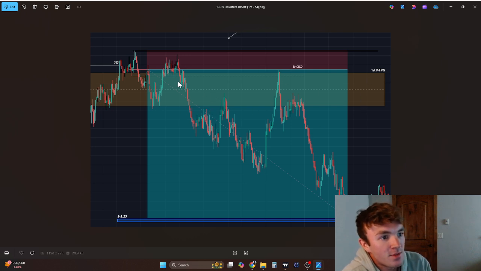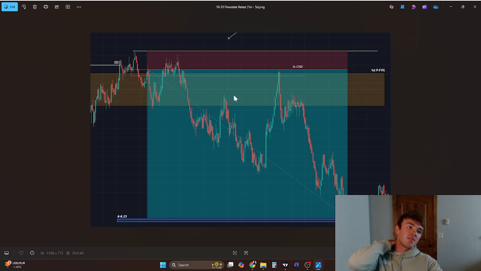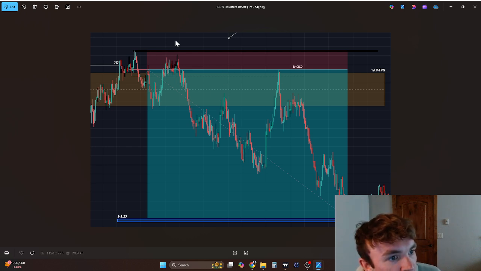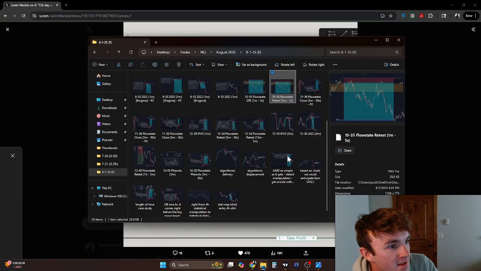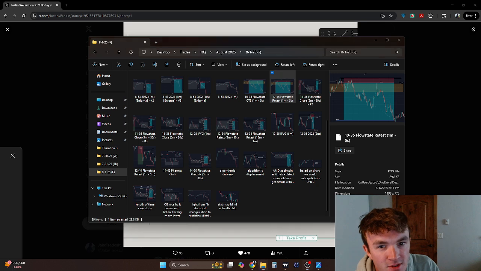But in general, pay attention to how the market responds to the first presented fair value gap, because it's going to be very, very sensitive to it, whether we inverse it or we retest it. Just keep that in mind. And yeah, let's look at a couple other trades on Twitter.